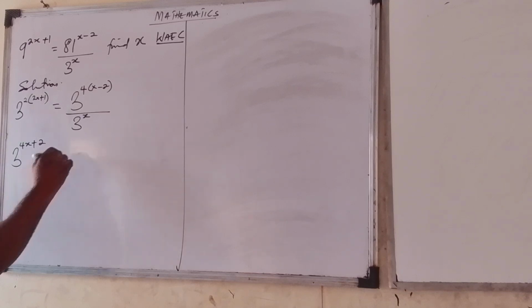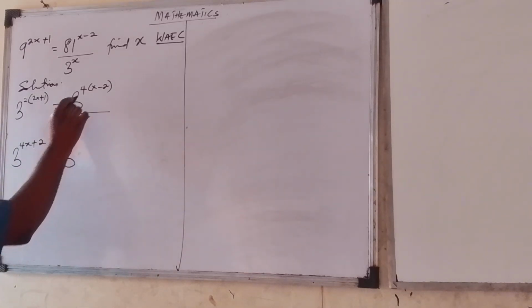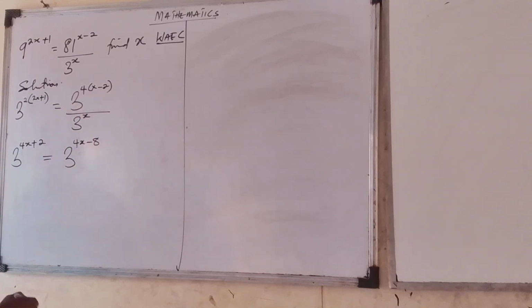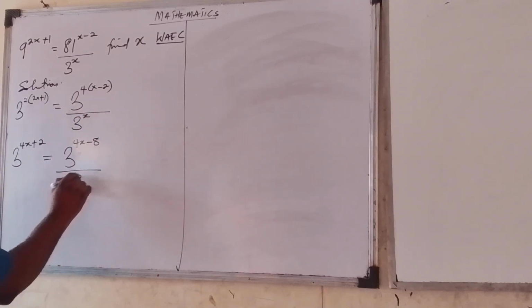Now this will be equal to 3 raised to the power of 4 times x is 4x. 4 times minus 2 is minus 8, all over 3 raised to the power of x.